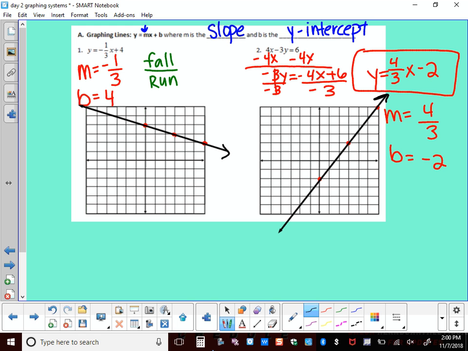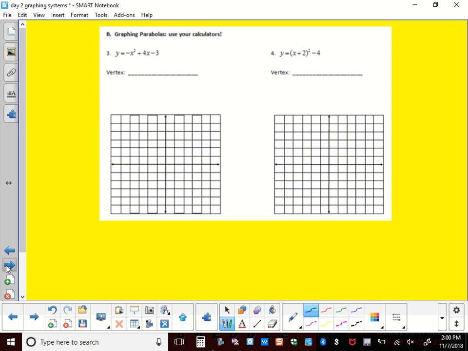Alright, tell me we're good with this algebra 1 stuff. We all passed algebra 1, we're all good, right? Alright, part B says graphing parabolas. You want to use your calculator. This is what we've been doing. We've been graphing parabolas. Let's see if I can make this a little bigger.